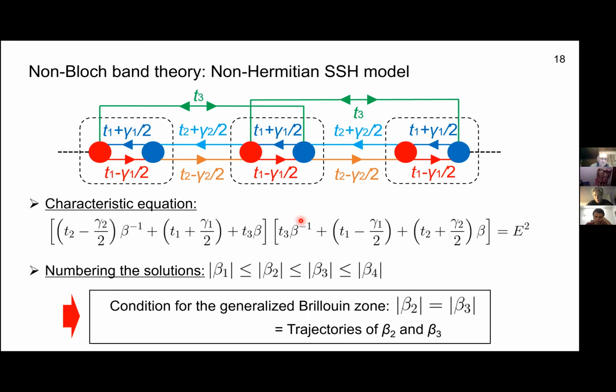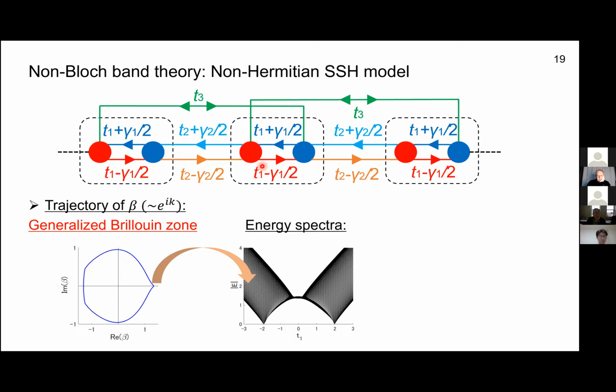And this equation is a quartic equation for beta, because this equation has four solutions. When we number the solutions so as to satisfy this relationship, we can get the condition for the generalized Brillouin zone as this. And the generalized Brillouin zone is given by the trajectories of beta 2 and beta 3. In fact, we can get the generalized Brillouin zone as this in certain system parameters. And from the generalized Brillouin zone, we can also calculate the energy spectrum as this.